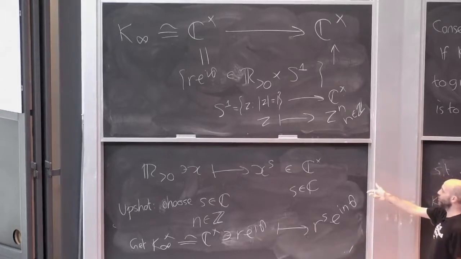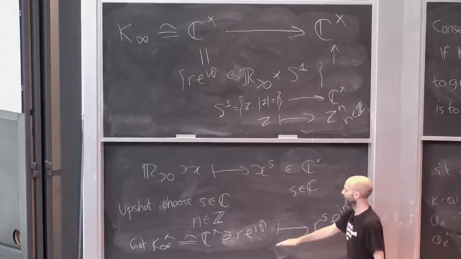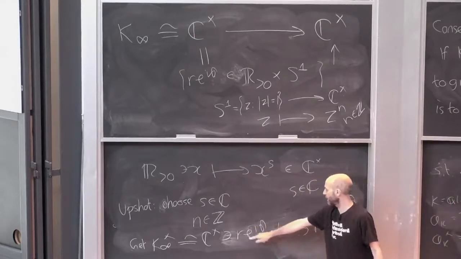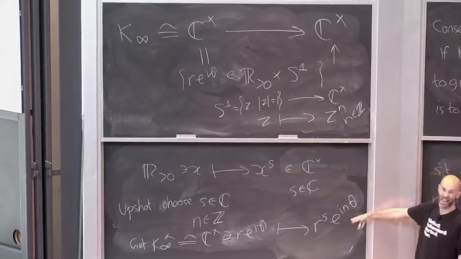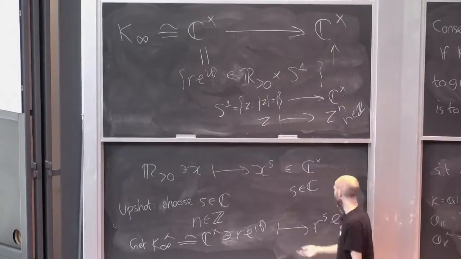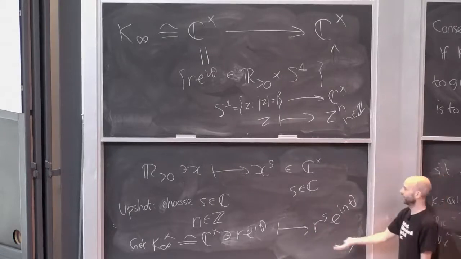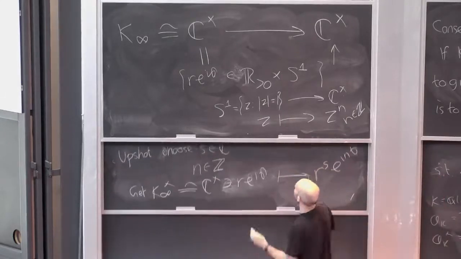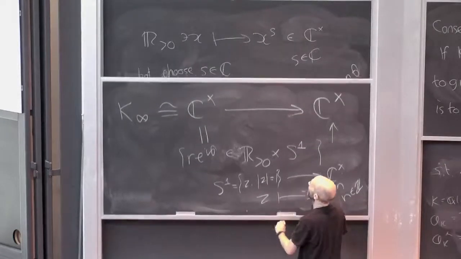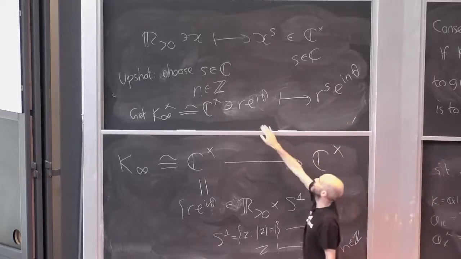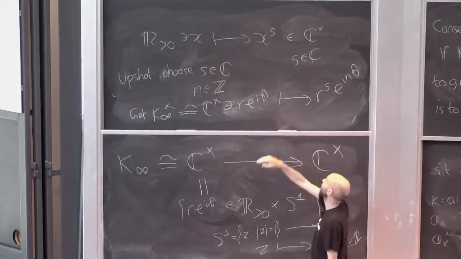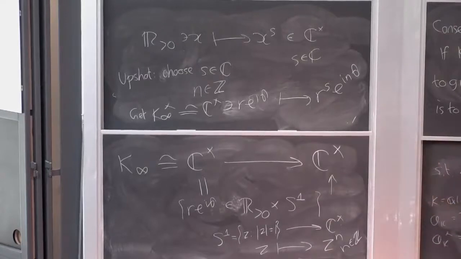For example, how would you do complex conjugation? The complex conjugate of r e to the i theta is r e to the minus i theta. So complex conjugation would be s is 1 and n is negative 1. And if you just have s is 1 and n is 2, it's not any kind of map you've seen before. I guess you could do z goes to z to the n. That would send r e to the i theta to r to the n e to the i n theta. So if s equals n, then that's just z goes to z to the n. But if s equals 1 and n equals negative 1, it's complex conjugation.